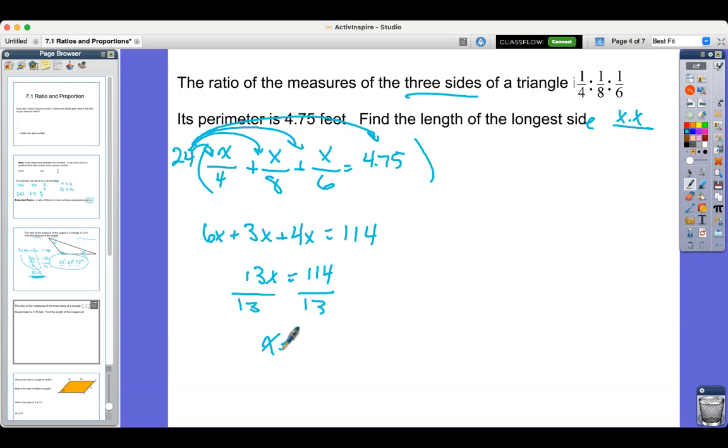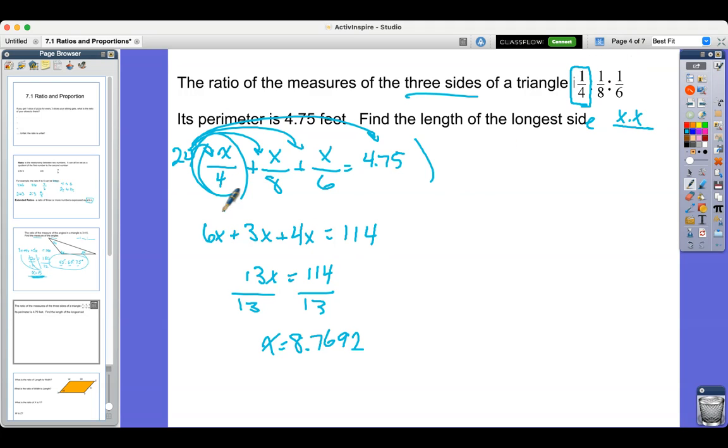We get x equals 8.76. Now we're going to go 3 decimals for now because we're not going to round it yet. We'll go one more, 2, just to be safe. Now we're looking for the longest side. So of these 3 fractions, which one's the longest? The 1/4, 1/8, or 1/6? Well, if you remember our fractions, the smaller the denominator, the bigger the pieces it's breaking it up into. So 1/4 is bigger than the other 2.